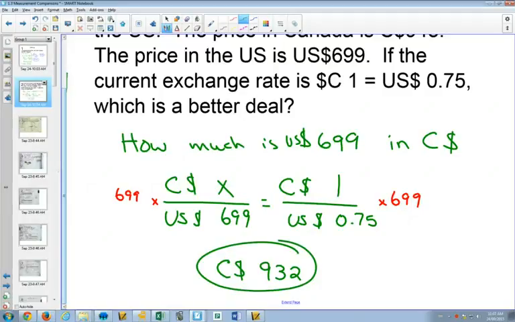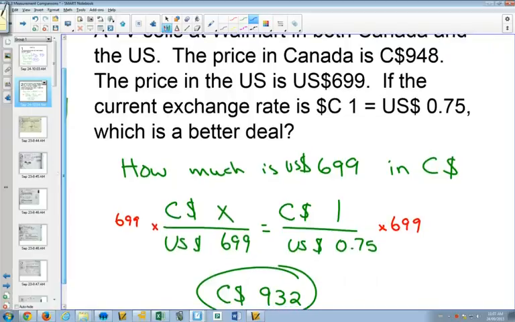So where's the better price? Canada. We're awesome. The US one is still a better price. Actually, this TV this morning, I made it so that they would be closer. 932 to 948 is pretty close. The TV was actually $998 in Canada, and on sale for $599 in the US. So it was significantly cheaper in the US.